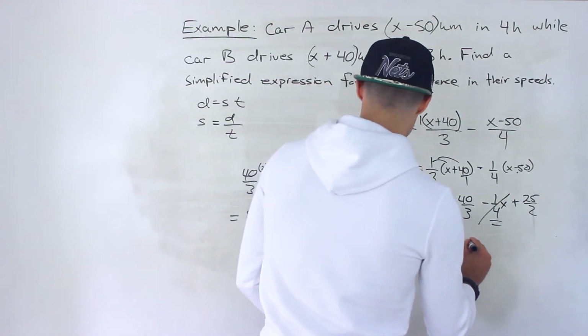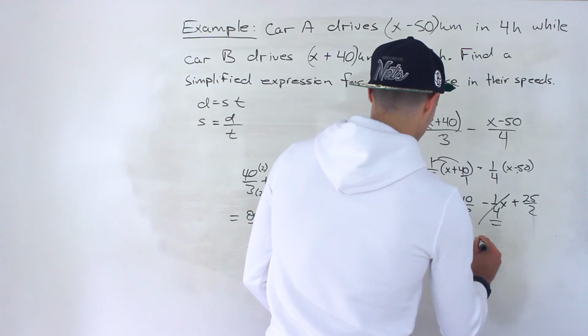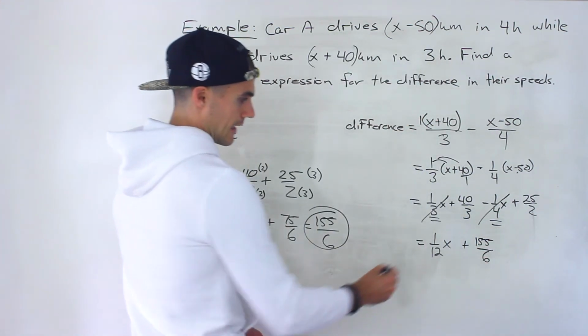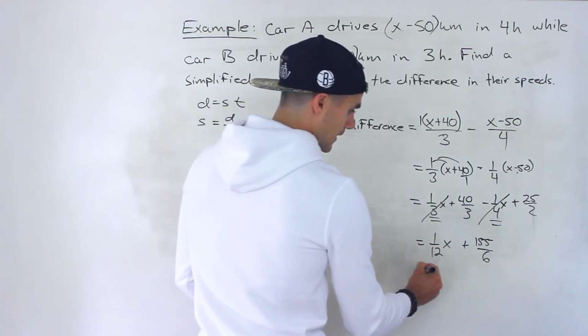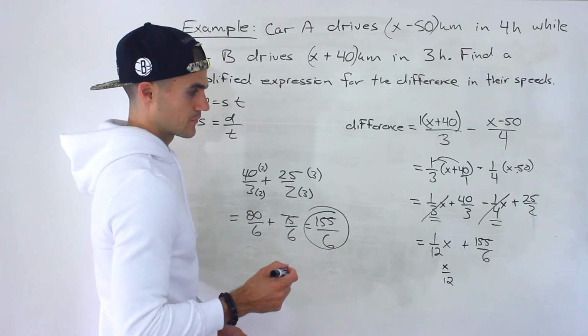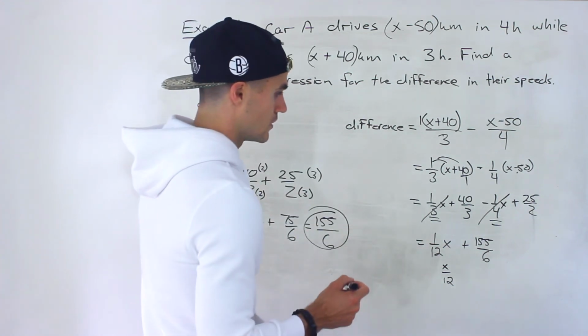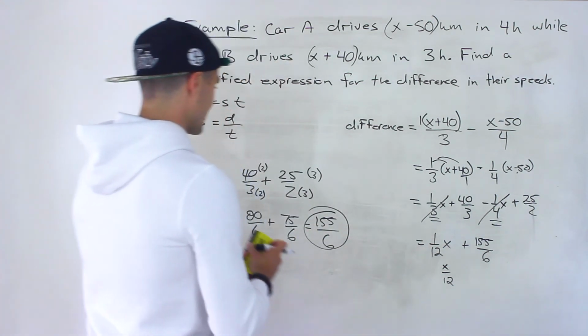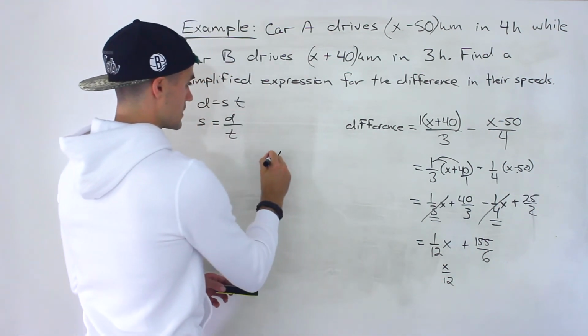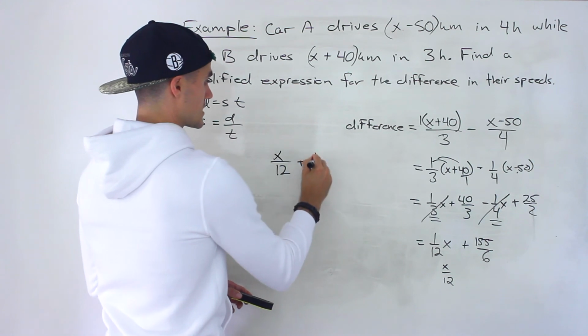So this would end up being plus 155 over 6. And this 1 over 12x, another format this could be in is x over 12. Both of those are the same thing, right? Plus 155 over 6. Another thing they could actually do, I'm just trying to think of different ways that this can be a tricky question on a test.